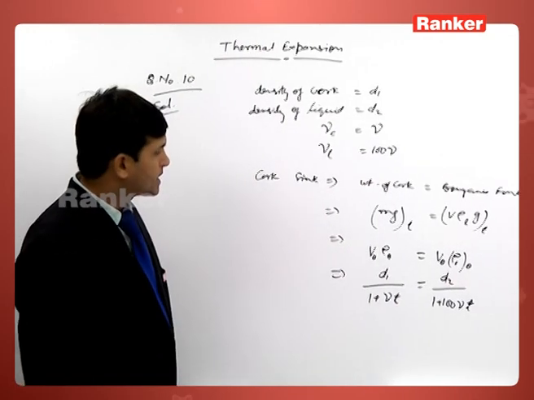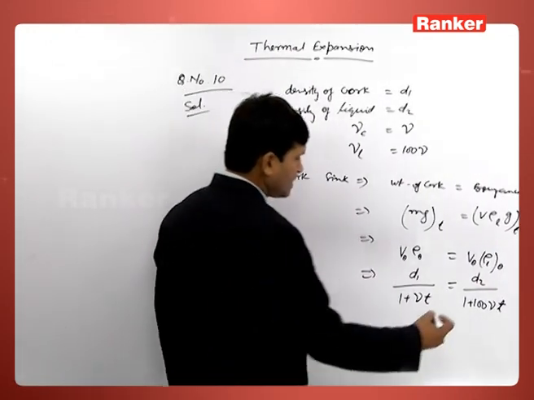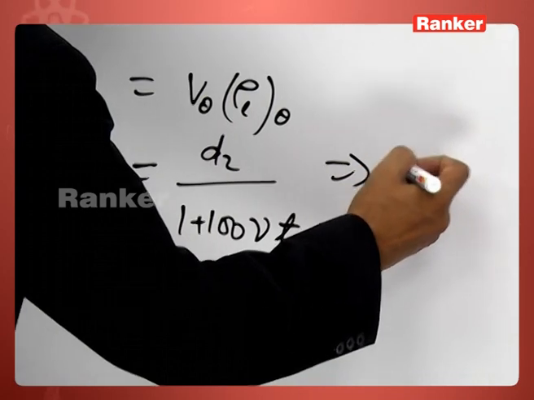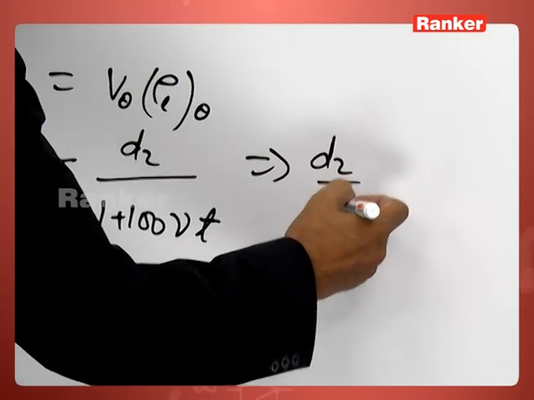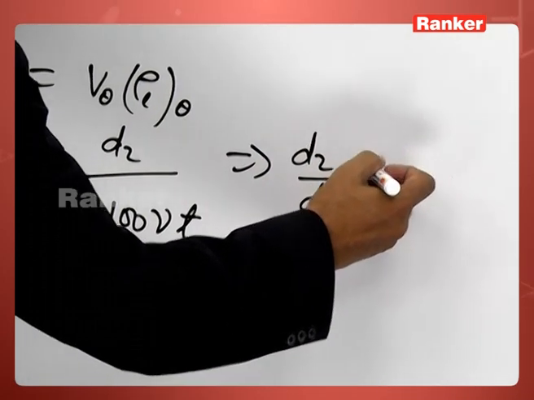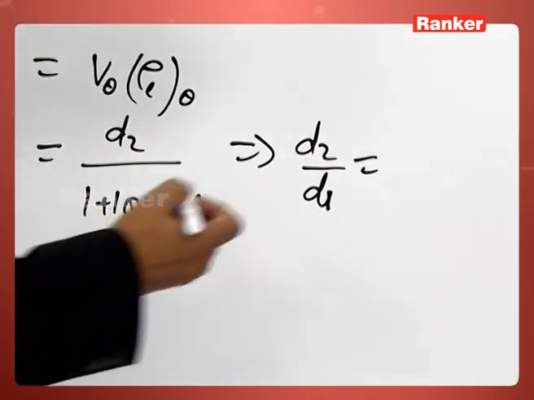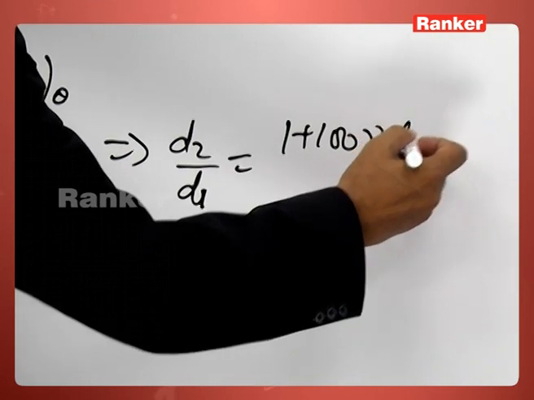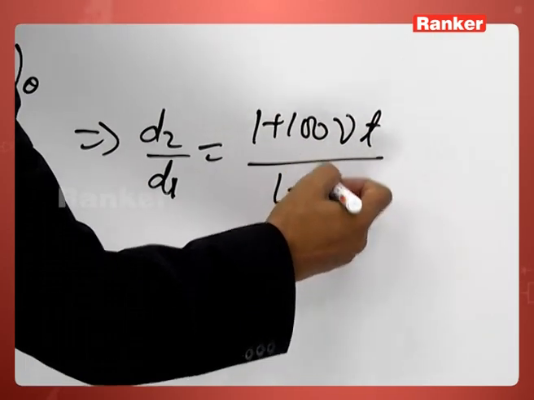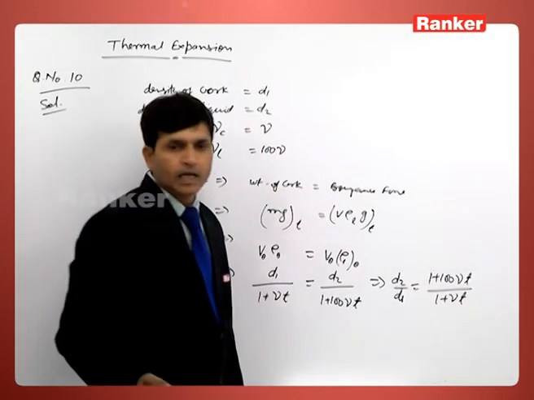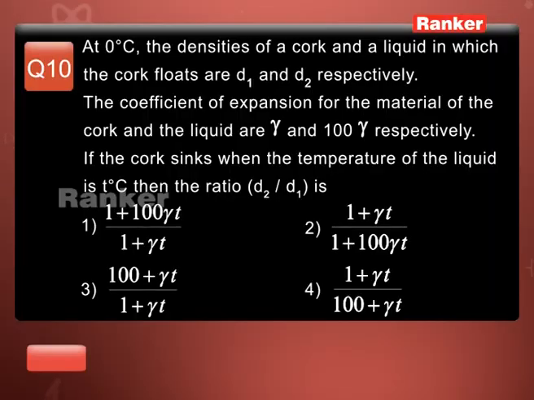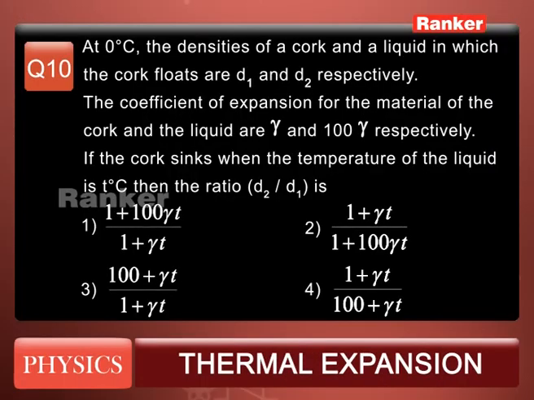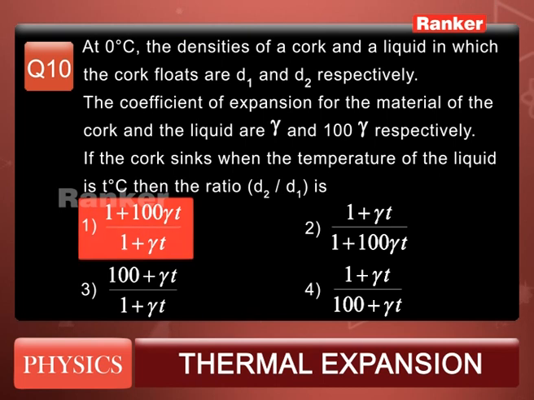Now they are asking the ratio D2 by D1. So this gives us D2 by D1 is equal to 1 plus 100 gamma T by 1 plus gamma into T. So the answer is option number 1.